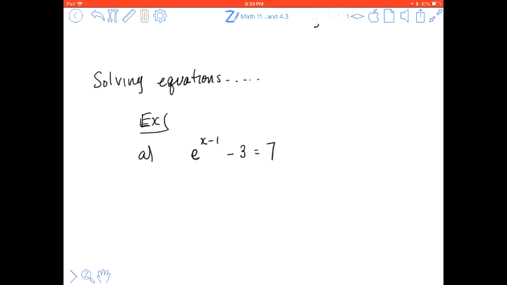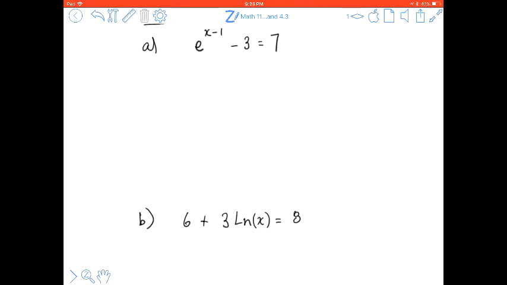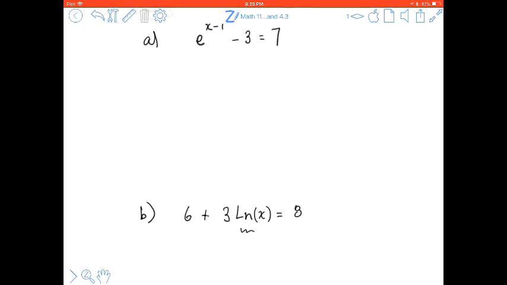This first type involves exponential terms, e to the x minus 1, which we're going to have to use a logarithm for to solve. And the second type of equation actually has a logarithm in the equation, which we're going to have to use an exponential to solve.